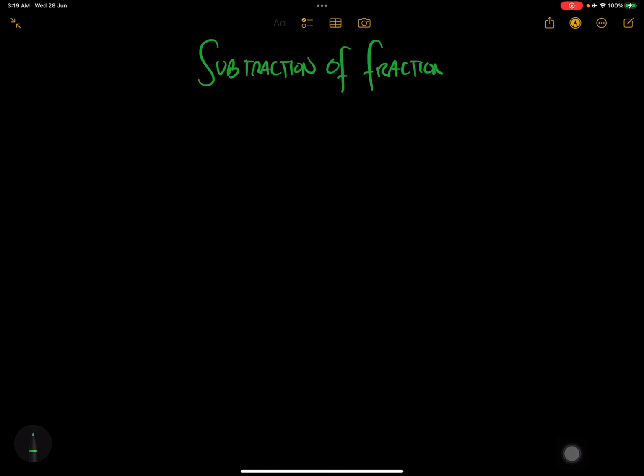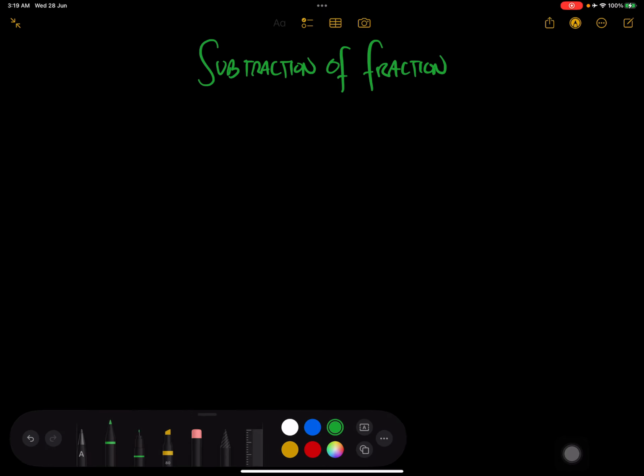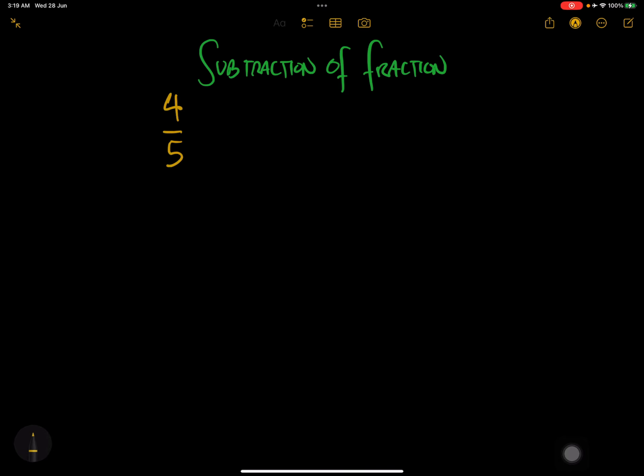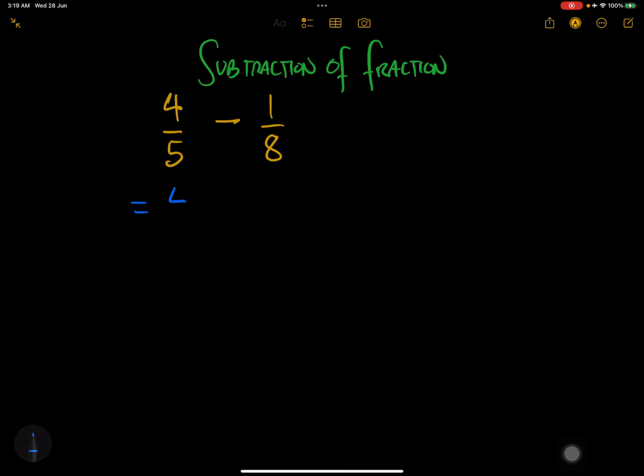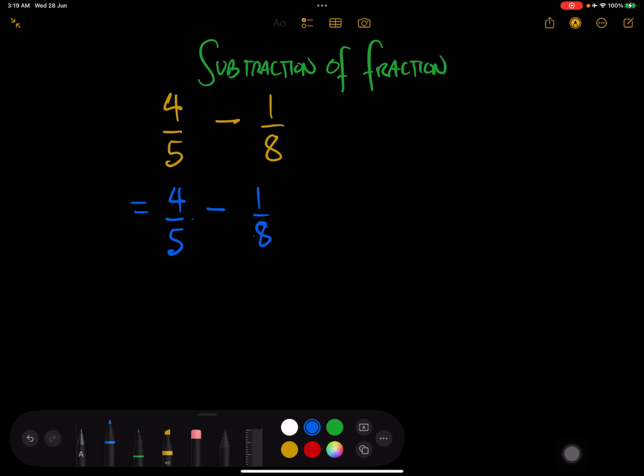Subtraction of fractions. Let's look at maybe the same example. Let's say we have 4 over 5 minus 1 over 8. The first thing we're going to do is rewrite this again. We have 4 over 5 minus 1 over 8, and we're going to cross multiply. Whatever we did for addition, the same rule is going to apply here.